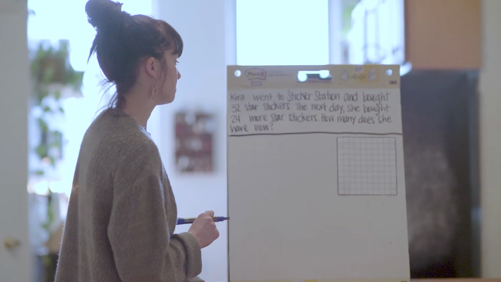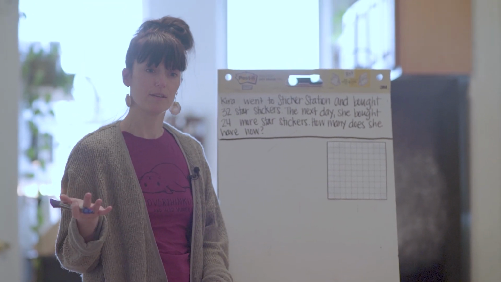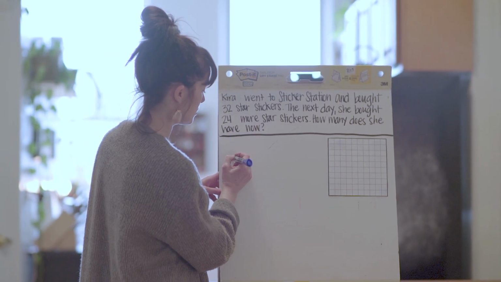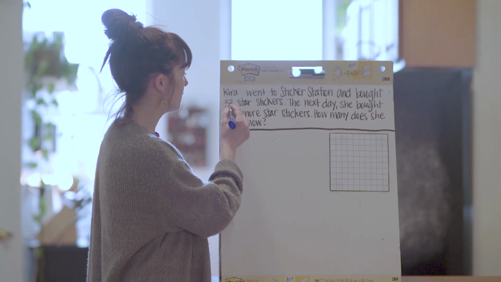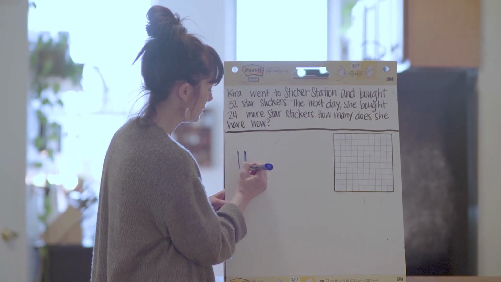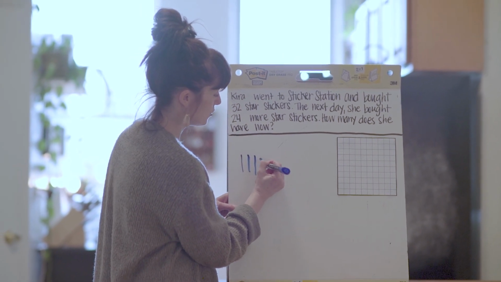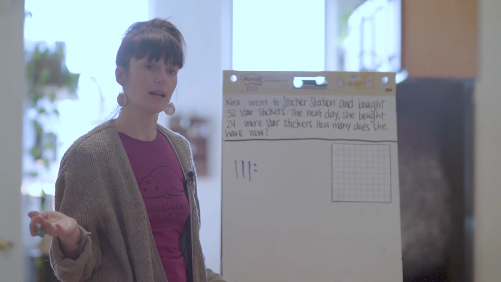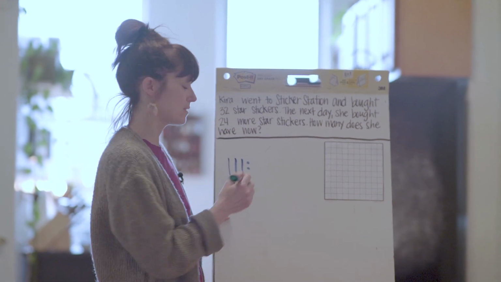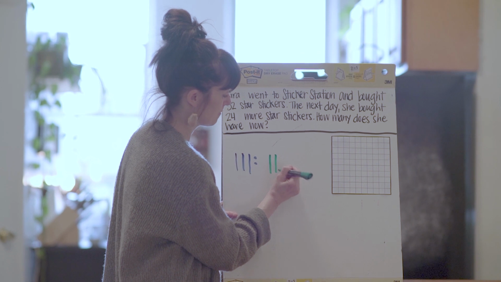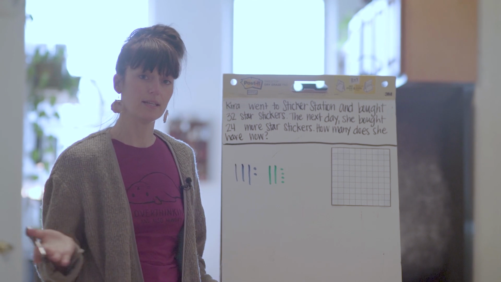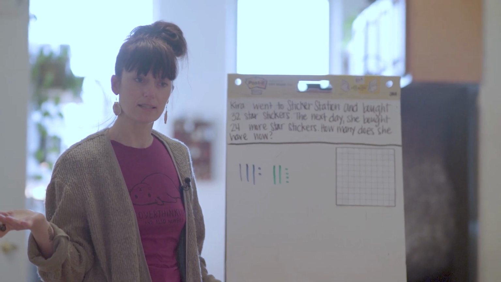I'm going to suggest one way. So if we were going to use our sticker station, remember that 10 stickers is equal to a strip, and we can represent this by just drawing a line. So if Kira has 32 star stickers, I know that there are 3 tens in 32, so I need 3 strips and 2 ones. But the next day she went out and bought 24 more star stickers. So I know that there are 2 tens in 24, so I can draw 2 strips and 4 singles. So now that we have this here, what should I do next?